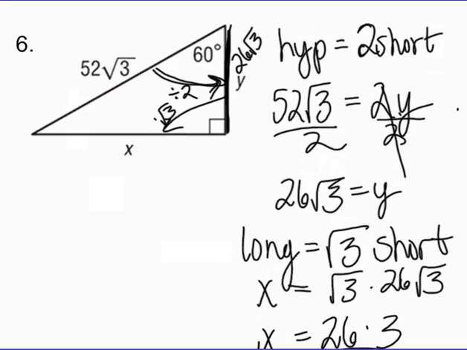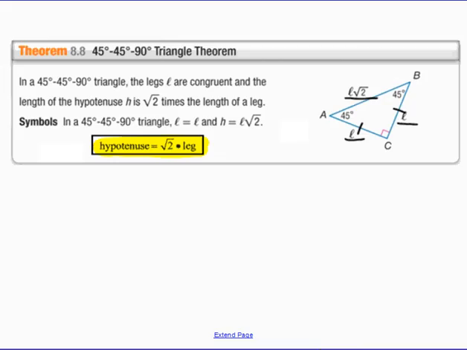Okay. So the goal with these is to get your short leg first, and then you're either multiplying by 2 or multiplying by radical 3, depending on what length you need. So look back, you can use the visual of your special right triangles or your formulas.